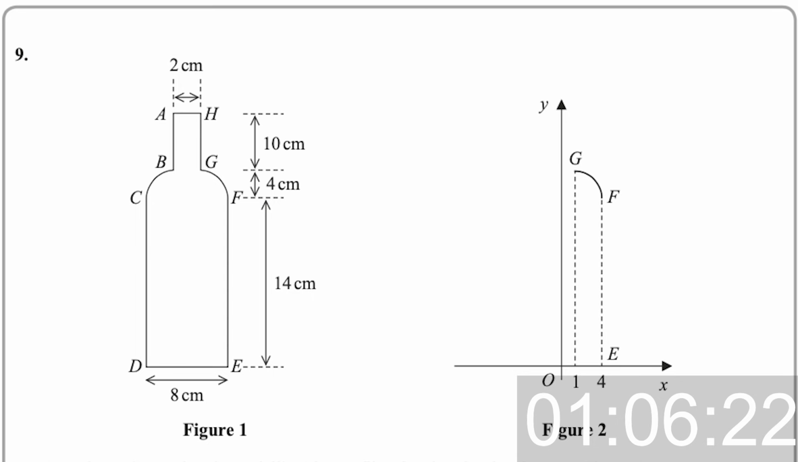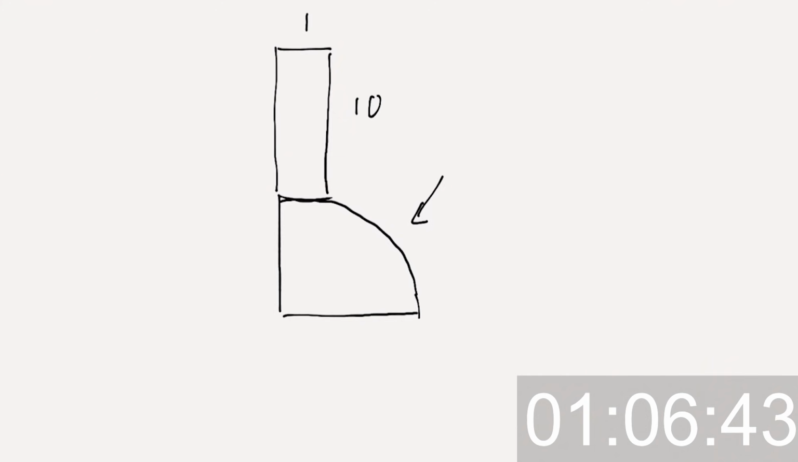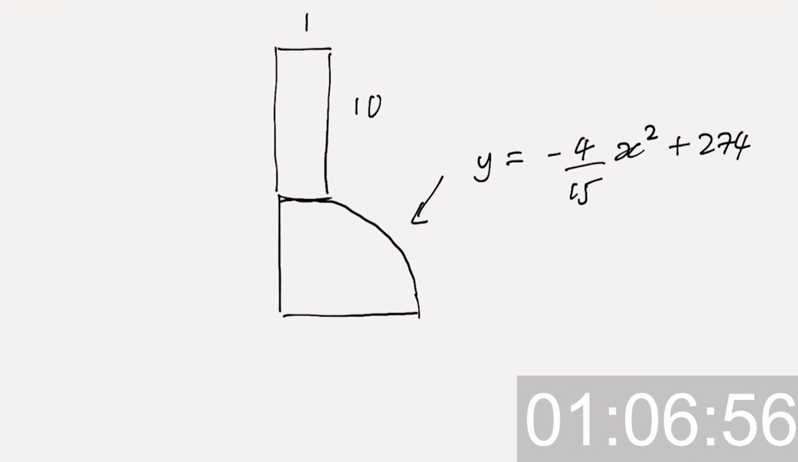So what shapes have we got? I've got a rectangle at the top, which is half of the width. On the diagram that's width 2, so that's width 1. Its height is 10. Then we had this circular bit here, which we've worked out to be y is ax squared plus b, so that was minus 4 over 15 x squared, and then b was 274 over 15.